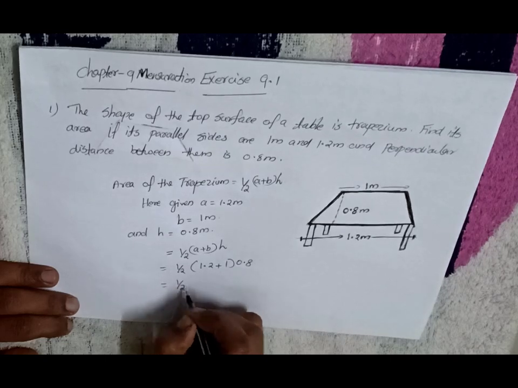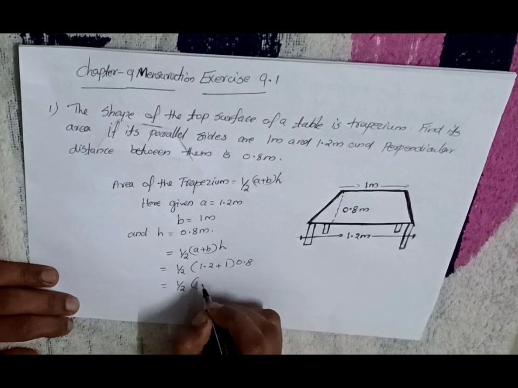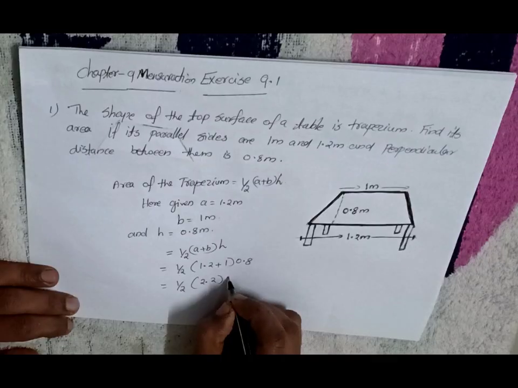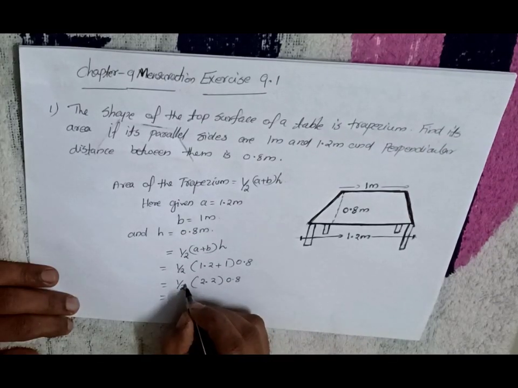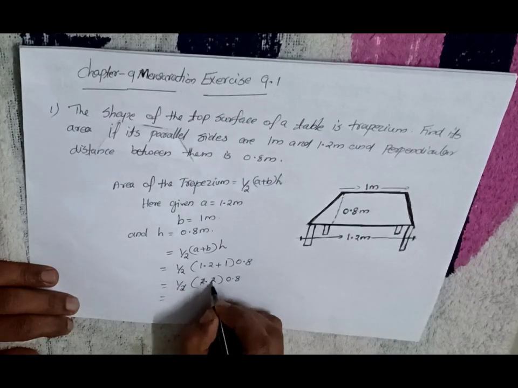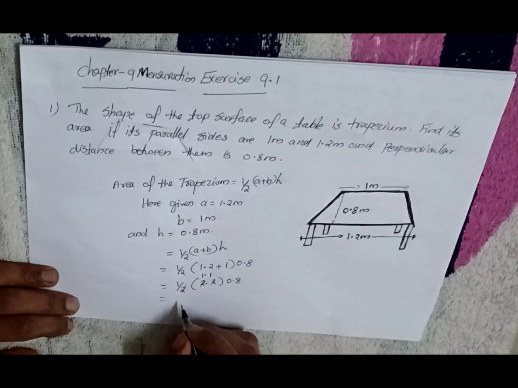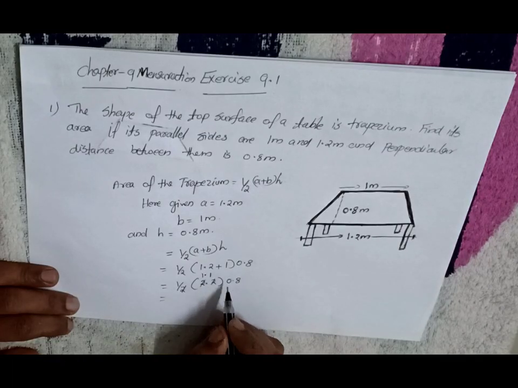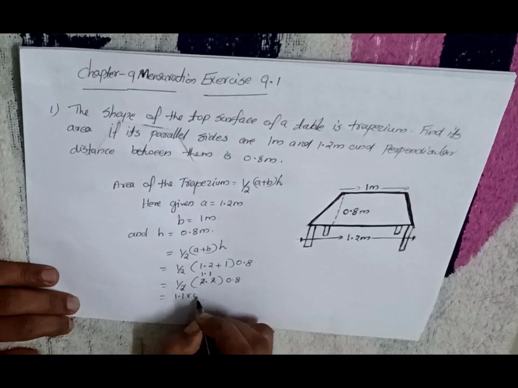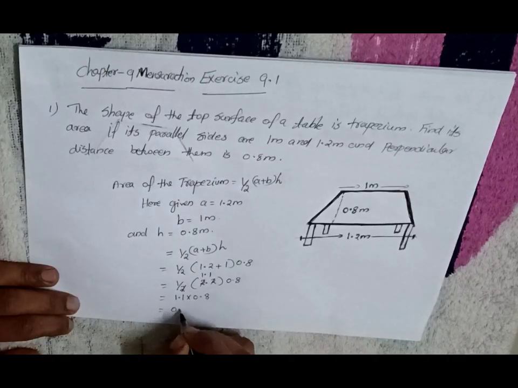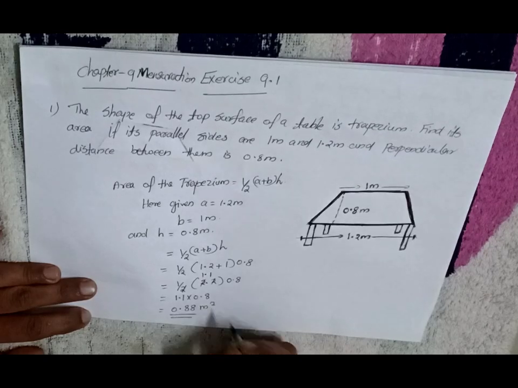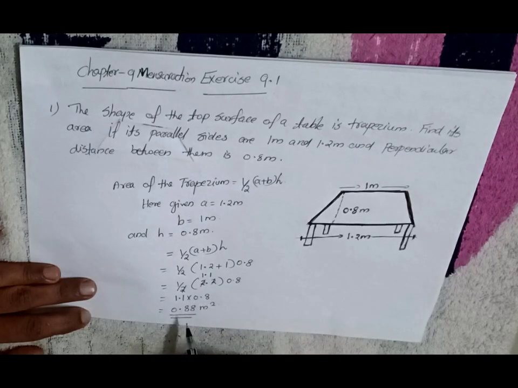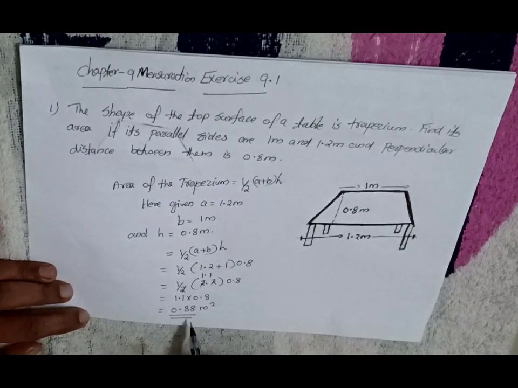That's equal to 1 by 2 into 1.2 plus 1, that is 2.2, into 0.8. That's equal to 2.2 divided by 2, that is 1.1. That is equal to 1.1 into 0.8. That's equal to 0.88 meter square. Here we have to find out the area. Therefore, the unit is meter square. Therefore, the area of the trapezium is 0.88 meter square.